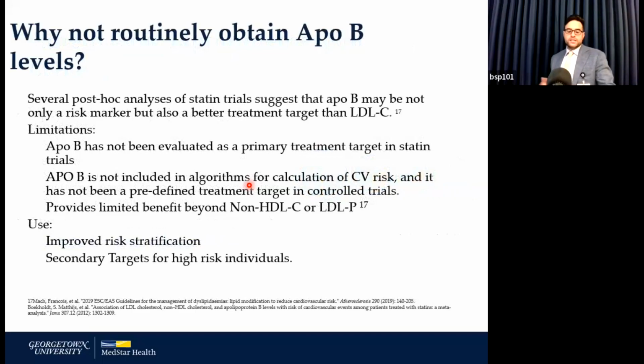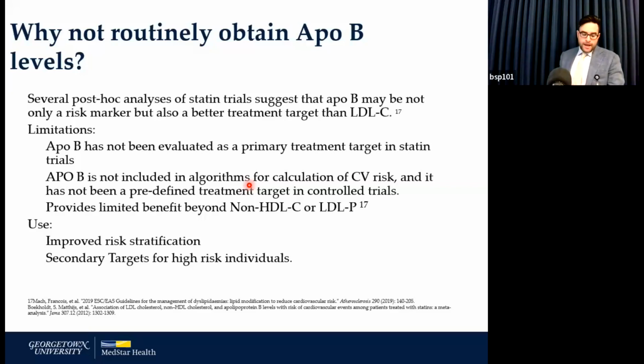Several post-hoc analyses of statin trials have suggested that ApoB is a better marker of cardiac risk and maybe a better target overall. There's no data to suggest otherwise, but the biggest limitation with ApoB is that traditionally we just haven't used it in any statin trials or any algorithms for cardiovascular risk. So it's hard to switch over from LDL-C to ApoB and have guidelines and goals when our nomenclature and units of measurement have always been LDL-C.